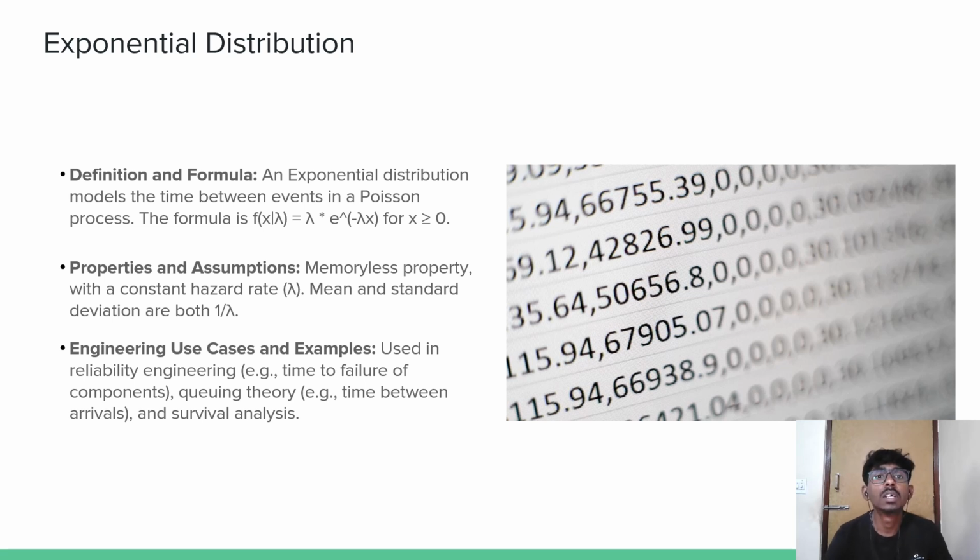Exponential distribution. An exponential distribution models the time between events in a Poisson process. The formula is as stated, and also the properties and assumptions are memoryless property with a constant hazard rate. Like the value will be changing continuously and it is not stored. Engineering use cases are to find the failure of components, also arrival of two events or occurring of two events.